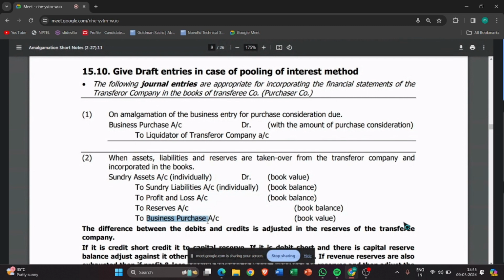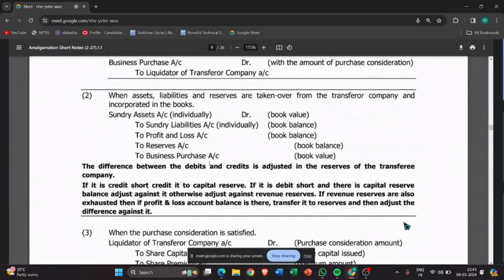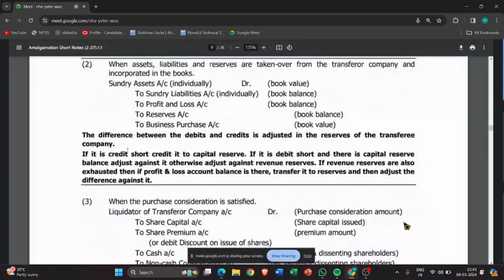account, right? So you will write total assets at book value, all the liabilities, the reserves and the accumulated profits, and you will write to business purchased. This will not tally. The debit will not be equal to the credit. So what is to be done?